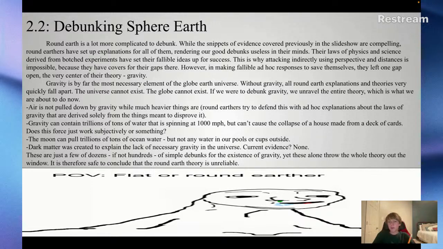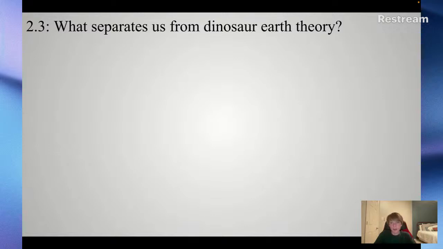Next reason: the moon can pull trillions of tons of ocean water, but not any water in our pools or cups outside. Dark matter was created to explain the lack of necessary gravity in the universe. Current evidence? Absolutely none. These are just a few of dozens, if not hundreds, of simple debunks for the existence of gravity, yet these alone throw the whole theory out the window. It is therefore safe to conclude that the round Earth theory is unreliable, not flat, not round. The only reliable theory with anything supporting it is Dinosaur Chicken Nugget Earth.